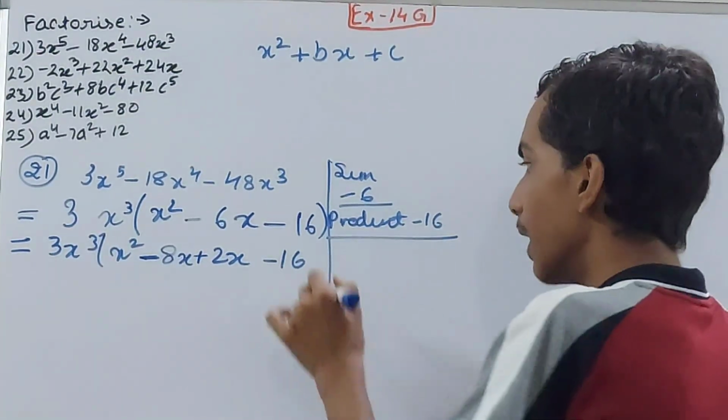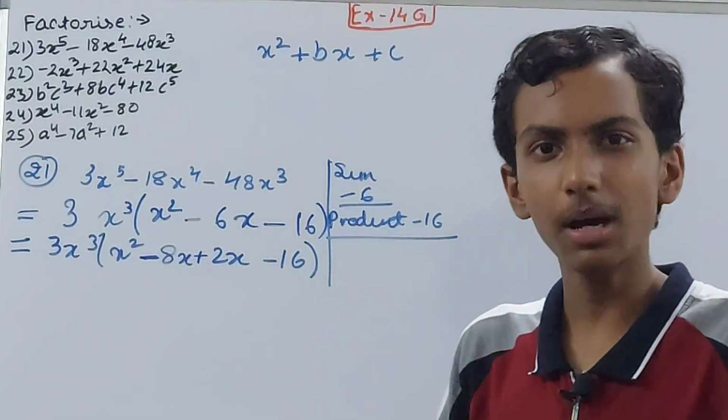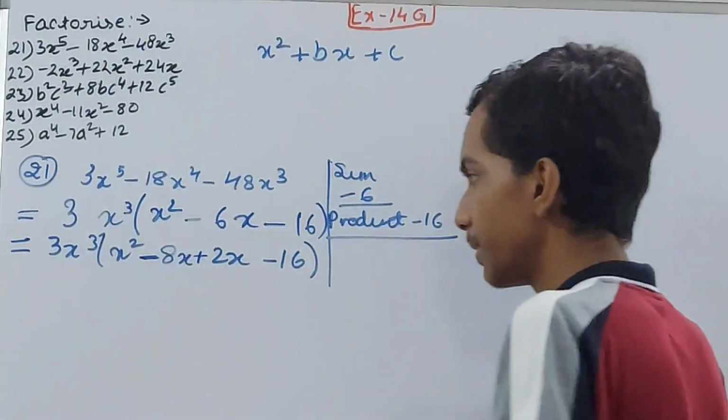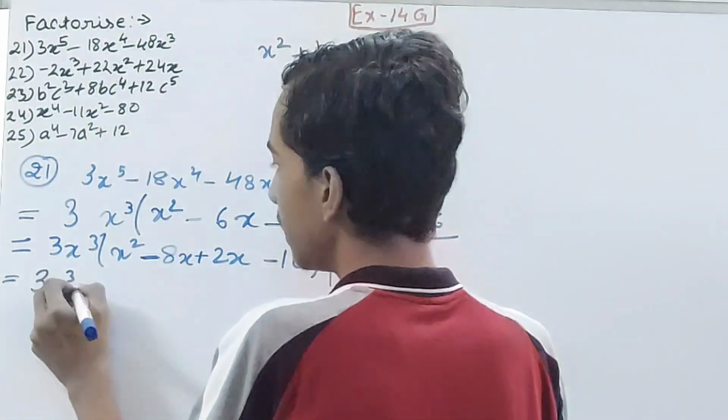So it is fulfilled. You have to work out the signs on your own, and it will come according to the number of questions you have solved, after some time. Some experience and some practice is required. It will happen automatically. Now see, 3x cube.